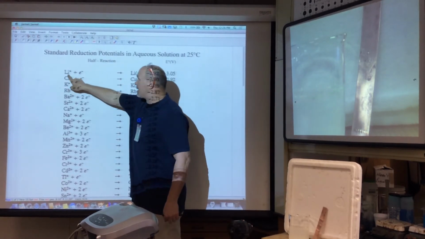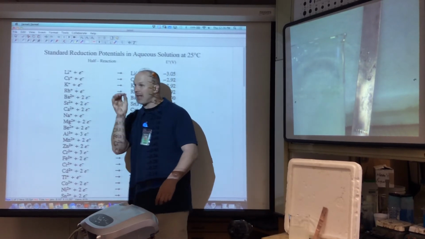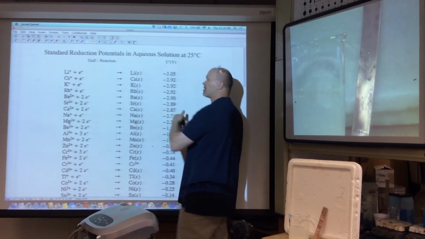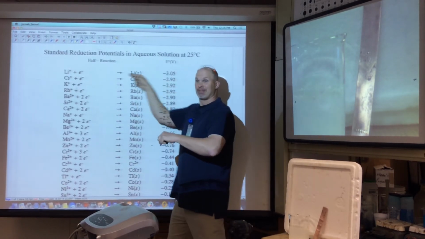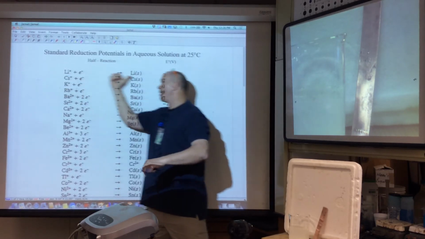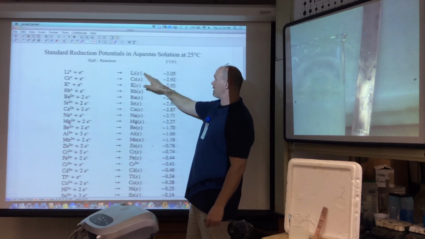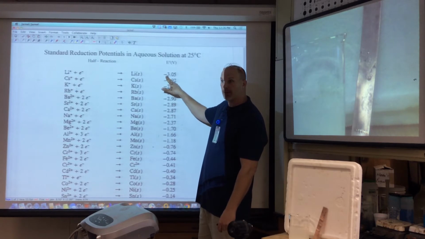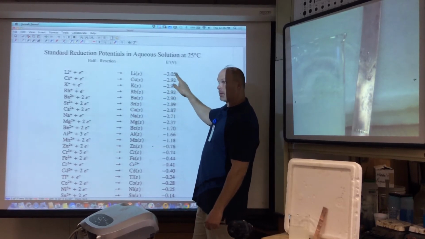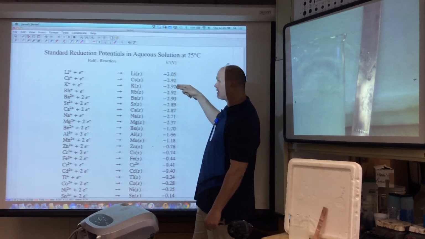These guys hate to get what? Reduced. Now think with me, it's kind of like delta H. If I'm terrible at getting reduced, I must be good at what? Gaining? No, I'm bad at gaining electrons, so I must be good at oxidizing. Who's the best at getting oxidized? This would be positive 305. Who's better at getting oxidized, lithium or potassium? In the reverse, lithium is positive 305. In the reverse, potassium is positive 292.